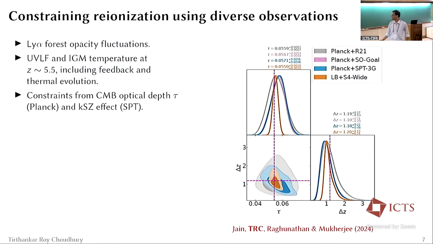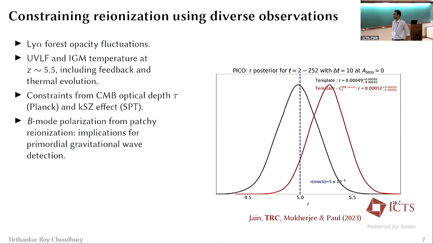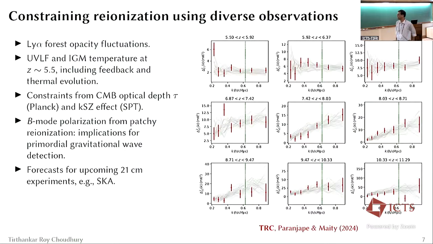We did quite a bit of work led by my student Divesh Jain, who has completed his PhD, and he was trying to see how much information we can get just from CMB data without having access to anything else. So mainly the CMB optical depth and the kinetic Sunyaev-Zeldovich effect. And again, the results were promising. He also went ahead and calculated the B mode polarization arising from patchy reionization, and he showed that there could be implications depending on the nature of reionization and the amplitude of the primordial gravitational waves. It could have implications for the detection of the so-called value of r, the tensor modes.